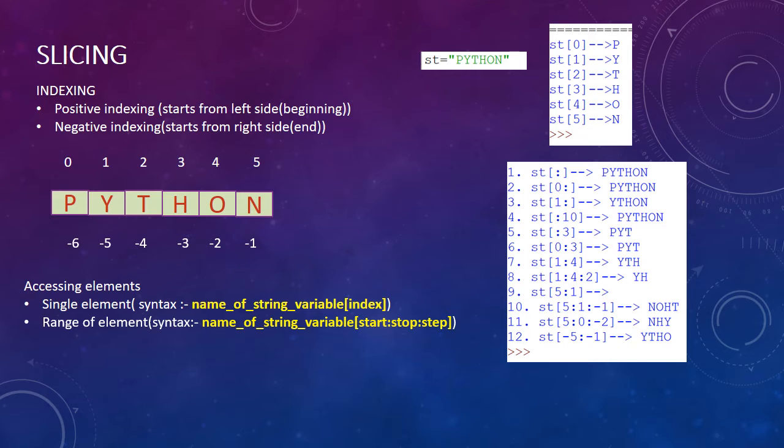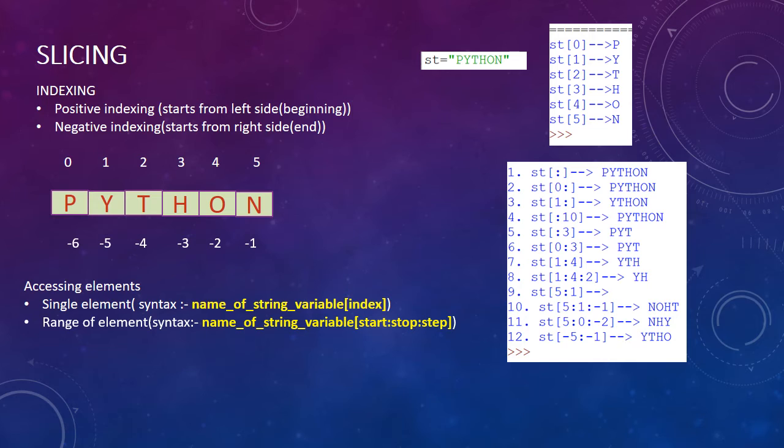So just see the following examples. In the first example, I have simply used a colon inside the square bracket. Look here very carefully. In the first example, colon. So what will it do? It will simply print the entire characters of that particular string. In the second example, what am I doing? I am starting with the index 0, and I'm not giving the ending index. That means I'm not giving any stop value here. So again it will print the entire string.